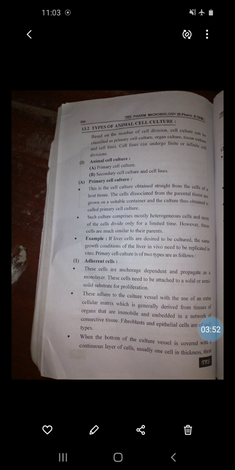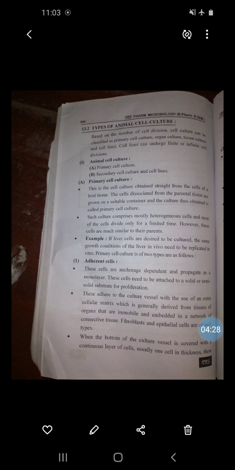For example, if liver cells are desired to be cultured, the same growth conditions of the liver in vivo need to be replicated in vitro. Primary cell culture is of two types, that is adherent cells and suspension cells.